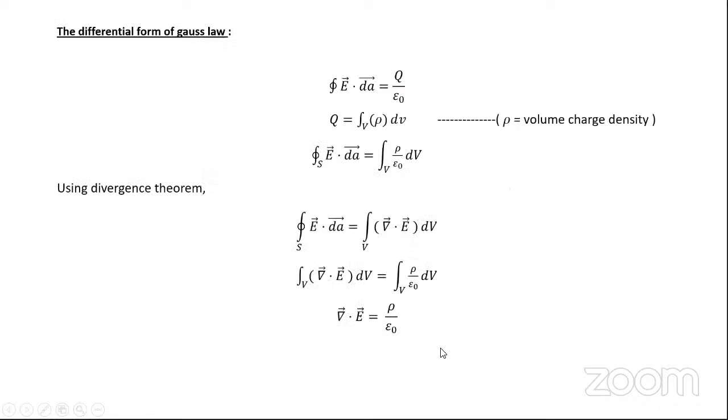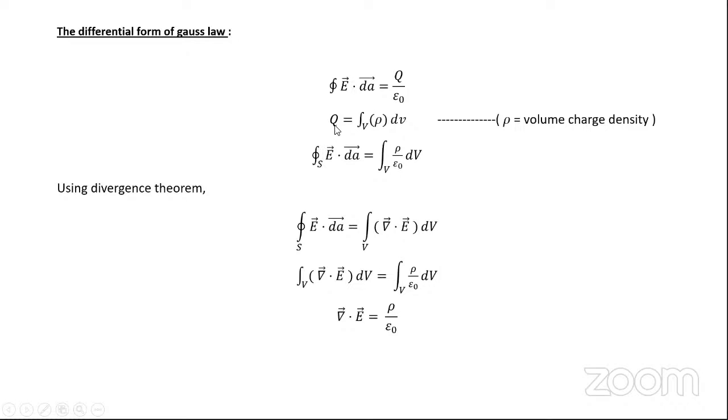Okay, so next we go for the conversion from integral form to differential form of Gauss law. Here we have the integral form of Gauss law, and how can we go for the differential form? So the closed surface integral of E dot dA is equal to Q divided by epsilon 0. But here we can represent Q in terms of the volume charge density of that particular object. So Q is equal to the volume integration of rho dV, because rho is the volume charge density of the object, right?